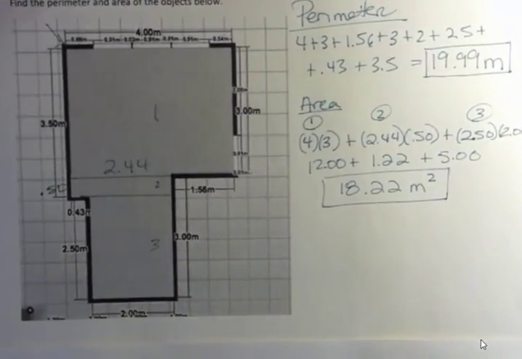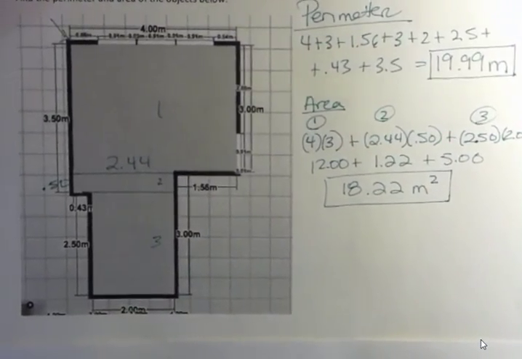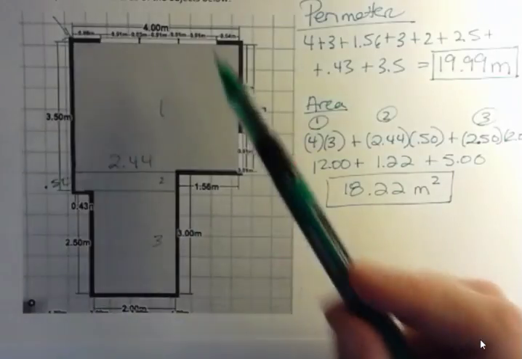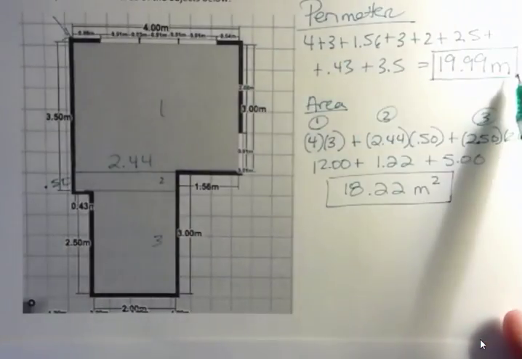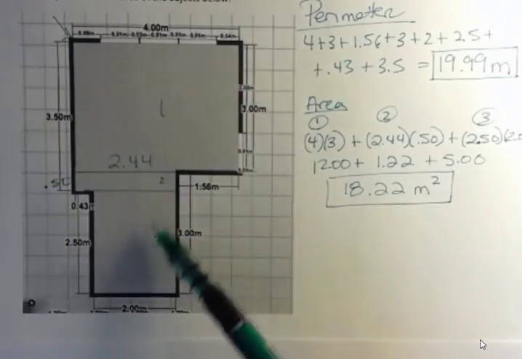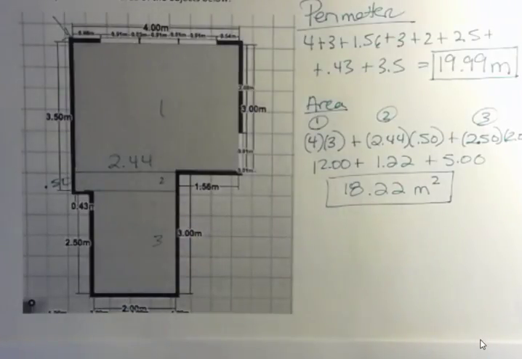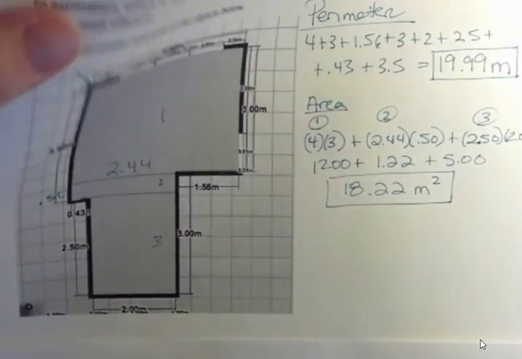I want to finish up the perimeter and area video and show you what you're going to have to do. So I did this one, which was pretty straightforward. It was just 3 rectangles. I cut it up into 3 doable things, and I added up all the outer sides and got this, and then I found the area of these 3 shapes and added those together. But then I went online and found this.